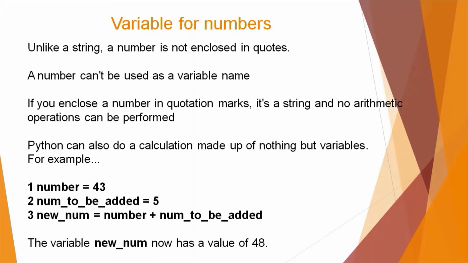For example, here we have a number that is equivalent to 43 and another number to be added is 5. So we can easily perform the addition between these two by declaring a new variable, new number. And this new variable, new number, will have the value of 48. So let's run this on our PyCharm.